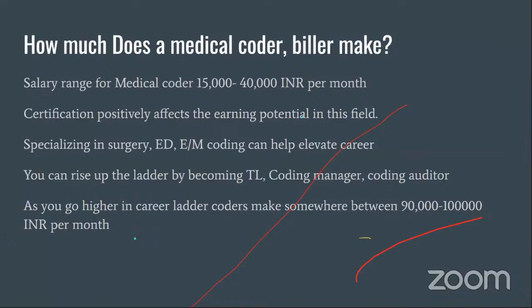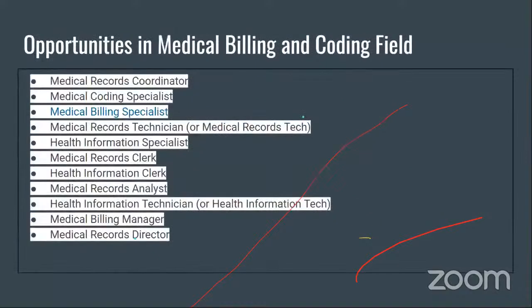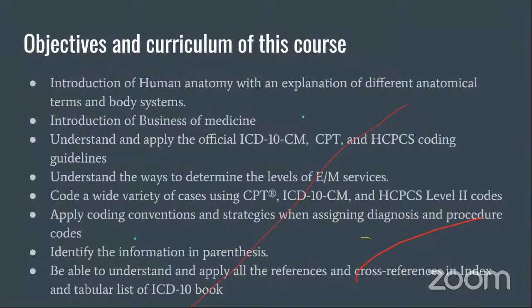That is about the earning potential. Some more opportunities in the medical billing coding field are medical records coordinator, medical coding specialist, medical billing specialist, medical records technician, health information specialist, medical records clerk, health information clerk, medical record analyst, health information technician, medical billing manager, record director, and so on and so forth. This is something I took from the internet. A lot of opportunities here. I hope I have generated some interest in many of your minds.